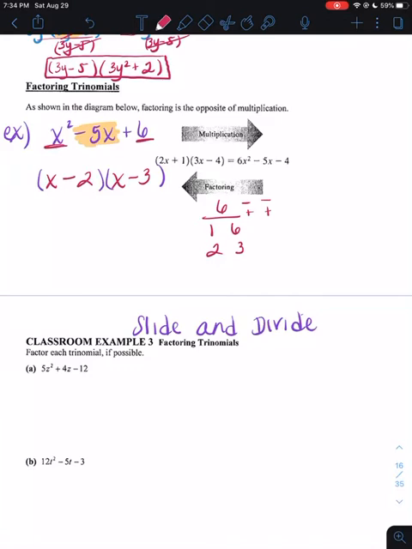So that's how you factor. All right, let's look at another example. Let's see, I'm trying to make up something off the top of my head.